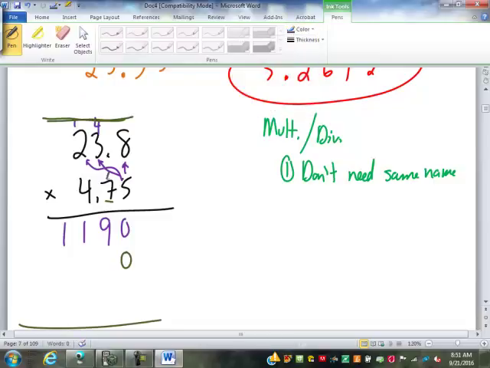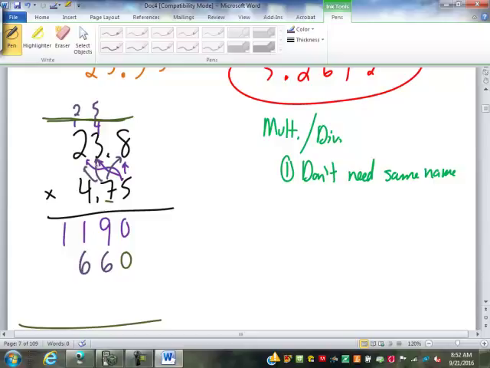So now 7 times 8, 56, right? So 6, carry the 5. Notice I'm putting it above the line. 7 times 3, 21 plus 5, 26, so 6, carry the 2.